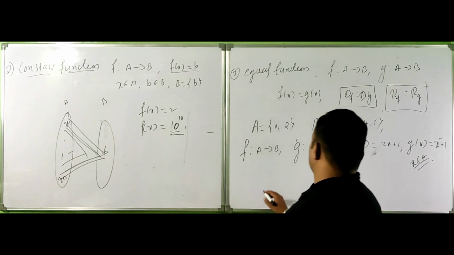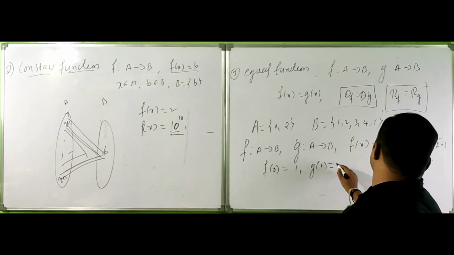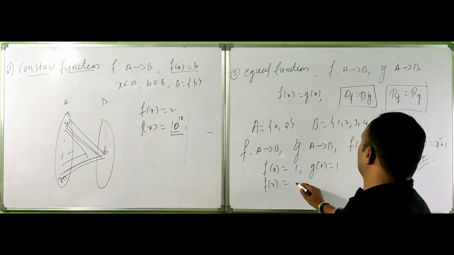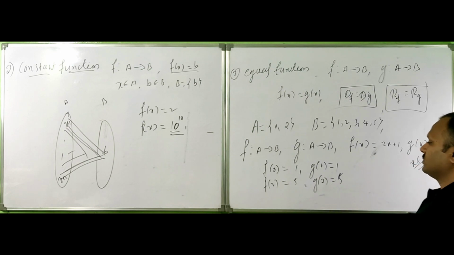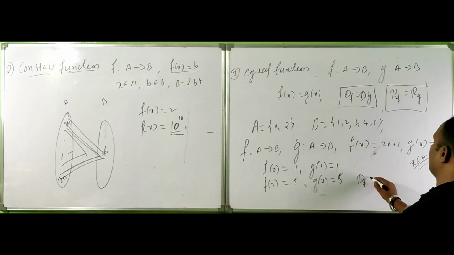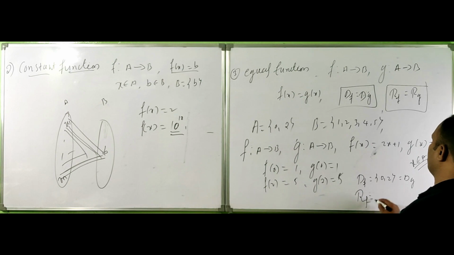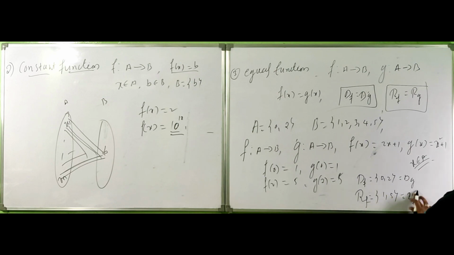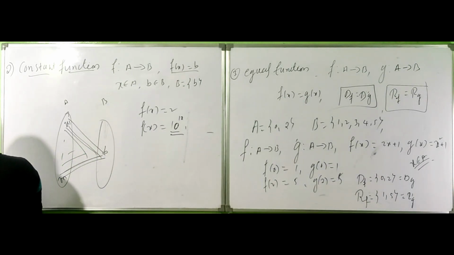Put the values: f of 0 is equal to 1 and g of 0 is equal to 1, and f of 2 is equal to 5 and g of 2 is equal to 5. See, same domain, same range. Domain of f is equal to 0 and 2, which is equal to domain of g, and range of f is equal to 1 and 5, which is equal to range of g. In an equal function, both domains are the same and both ranges are the same.